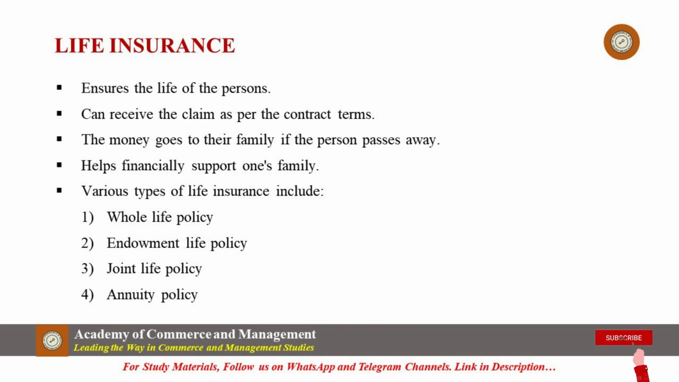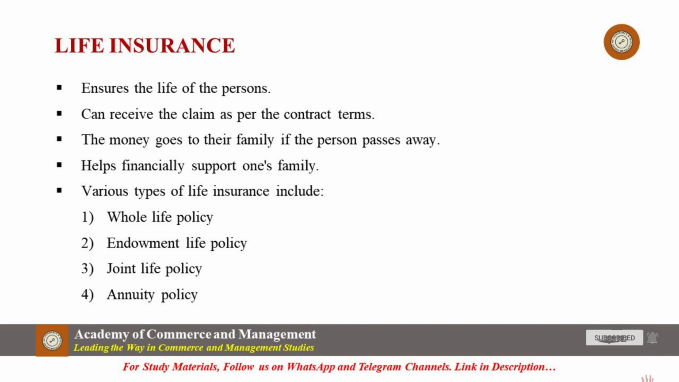This insurance type ensures that one gets the claim even if they survive. Number 3, joint life policy. This life policy is for two people. It can be a husband-wife couple or even business partners. Both insured persons pay the premium. It may be a total amount for both. The premium may also be paid individually by them.